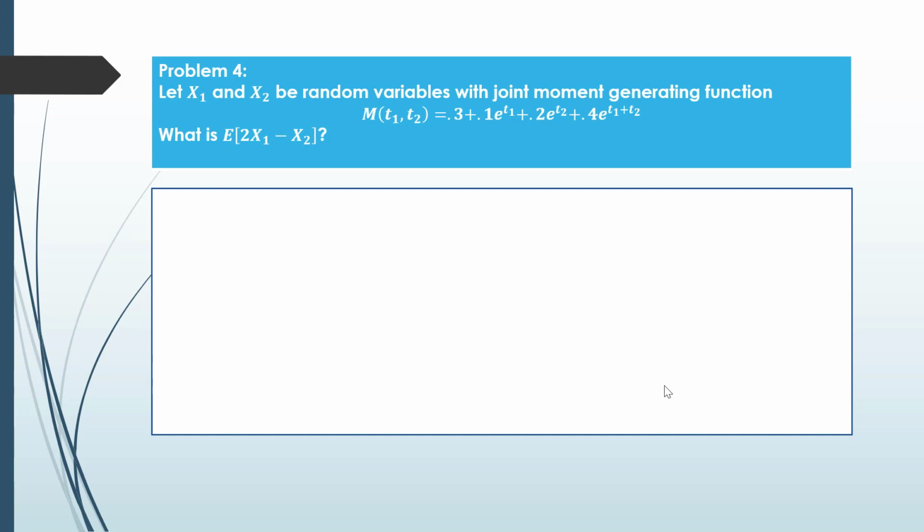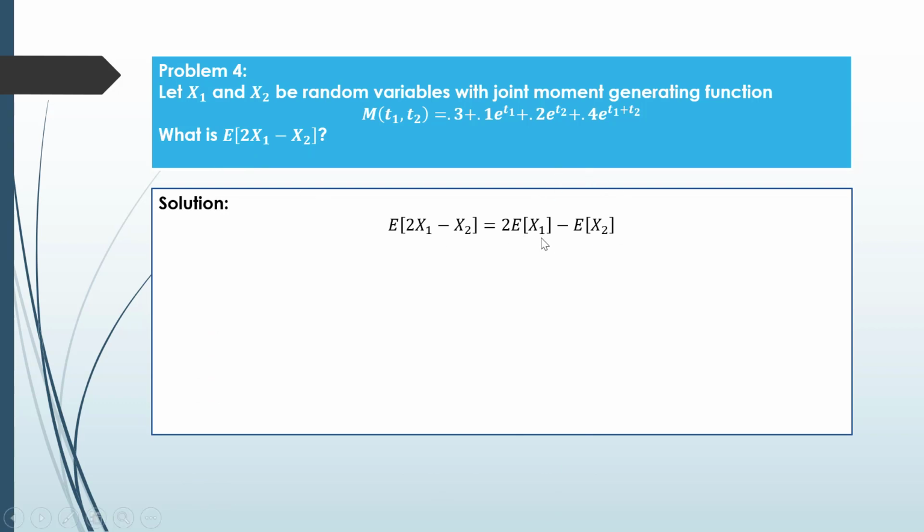Problem number 4. Let x1 and x2 be random variables with joint moment generating function M of t1, t2 is 0.3 plus 0.1 e to the t1 plus 0.2 e to the t2 plus 0.4 e to the t1 plus t2. What is the expected value of 2x1 minus x2? So for these problems, first we look at this expected value. E of 2x1 minus x2 is 2 E of x1 minus E of x2.